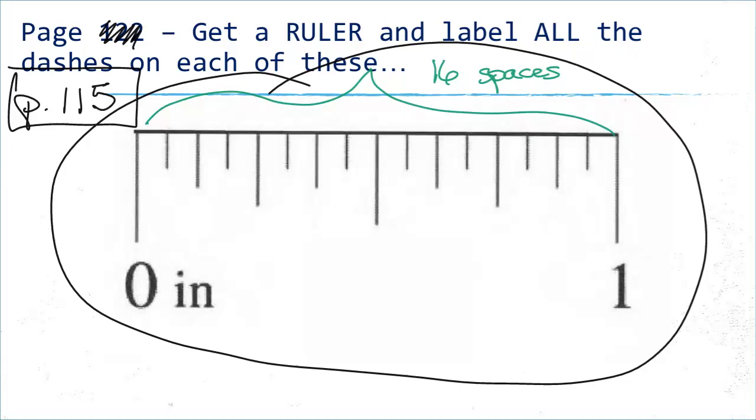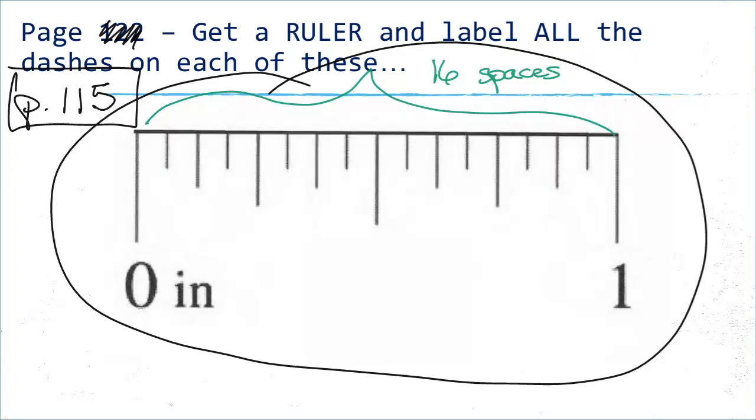And you need to draw 16 spaces. Also notice not all of these marks are the same length. So try to draw them in appropriate lengths with how they are up here. Okay? Then I want you, if you need to use a ruler, you can. You don't have to. I want you to try to label all of these marks in between 0 and 1 inch. Okay?